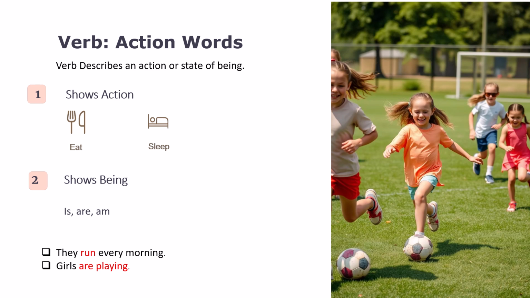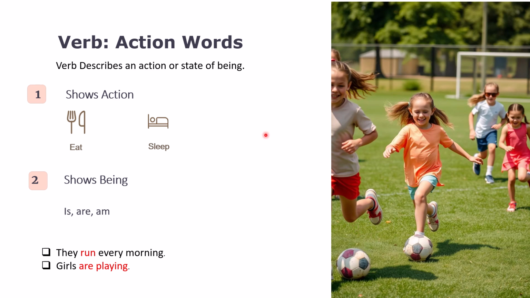Next one is verb. What is a verb? Verb shows action or state of being. Actions like eat, sleep, play, jump. State of being, all the helping verbs like am, is, are. For example, they run every morning. In this sentence, run shows action. Something is being done by someone. So, run is an action verb in this sentence.